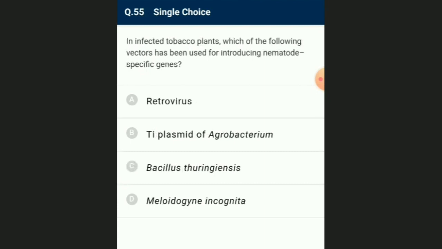Question number 55. In infected tobacco plant, which of the following vectors has been used for introducing nematode-specific gene? Here, the tumor-inducing plasmid, that is Ti plasmid, is the plasmid found in pathogenic species of Agrobacterium. Ti plasmid contains a region called T-DNA, which is replaced by our gene of interest, that is the nematode-specific gene, and Agrobacterium is then allowed to infect the tobacco plant. When Agrobacterium infects the tobacco plant, our gene of interest, the nematode-specific gene, also gets inserted in the tobacco plant. So the answer is option B, Ti plasmid of Agrobacterium.